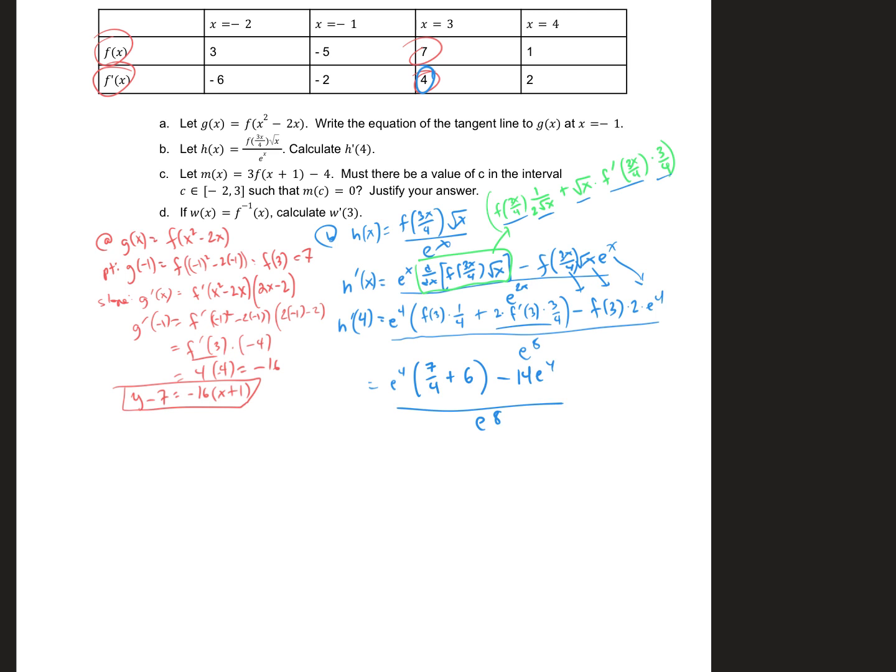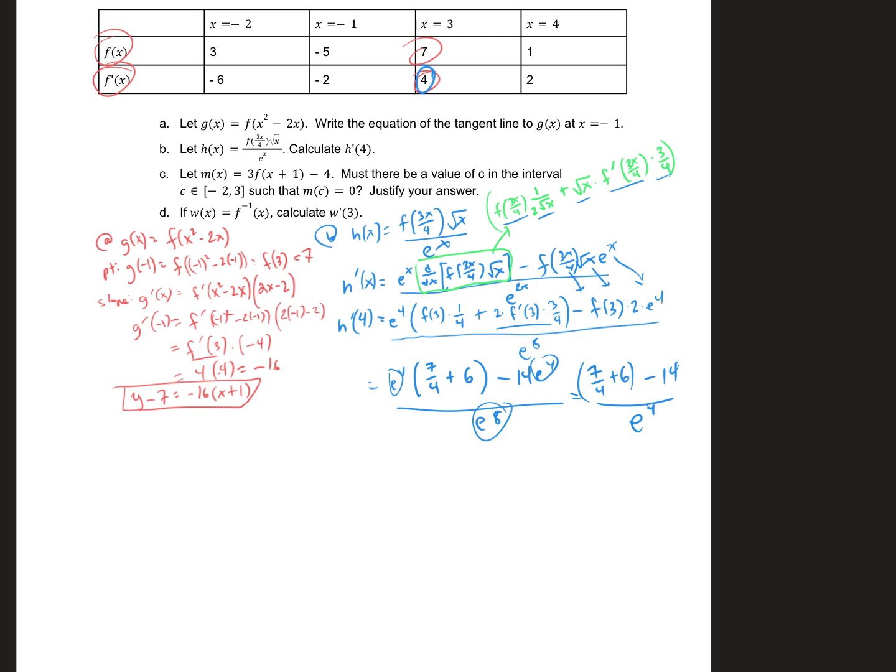And one more thing I would do here, I have e to the 4th here, and an e to the 8th on bottom, so I really can simplify that. 7/4 plus 6, which I can combine, minus 14, all over e to the 4th. But quite frankly, at this point, you have a calculator, you should be plugging that in. I don't have the answer key in front of me, but the answer is, I think, a negative decimal that's bigger than -1. But whatever it is, you can calculate this from that point forward.